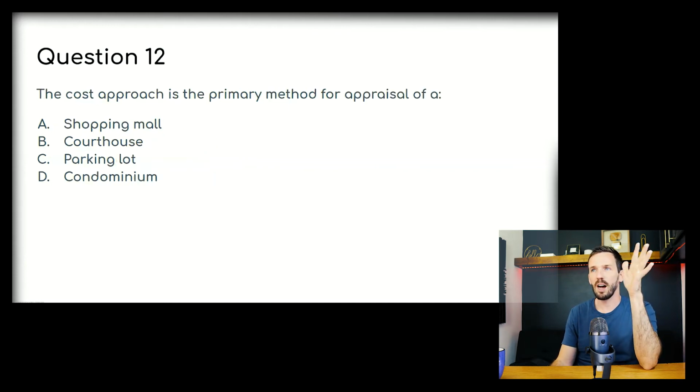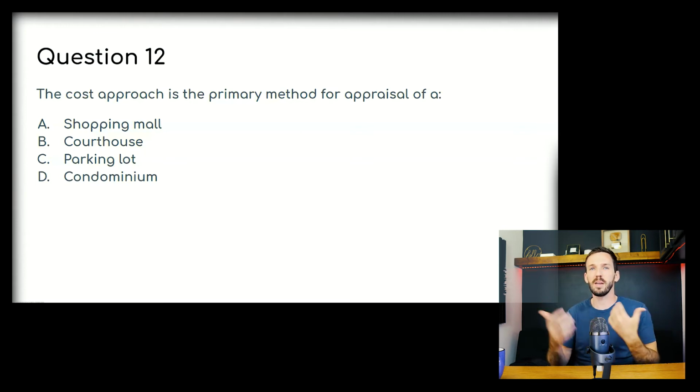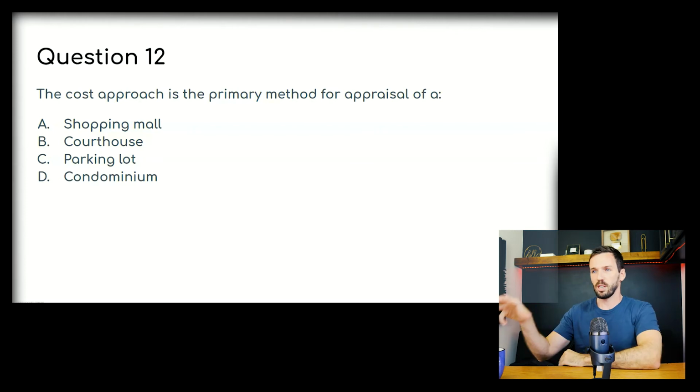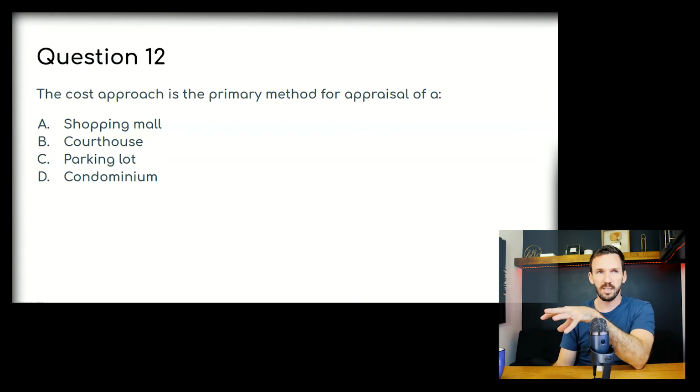Question 12. The cost approach is the primary method for appraisal of a shopping mall, courthouse, parking lot, or condo. So cost approach is commonly used when it's a very unique building and one that doesn't necessarily generate revenue as well. So a church would be an example. What else here is like that? Right? B, a courthouse. Malls bring in money, parking lots are all over the place, so are condos. Plus condos also bring in money, so you could use income approaches and things like that. So courthouse is the answer, B.